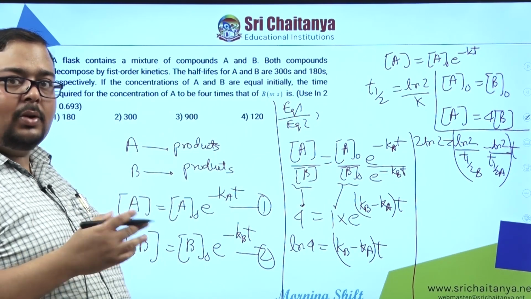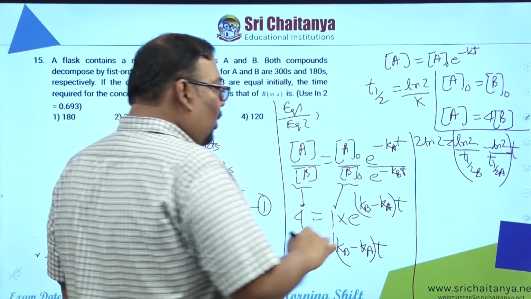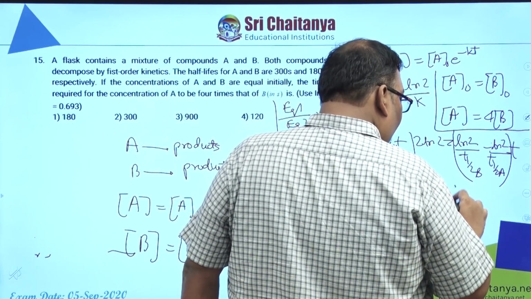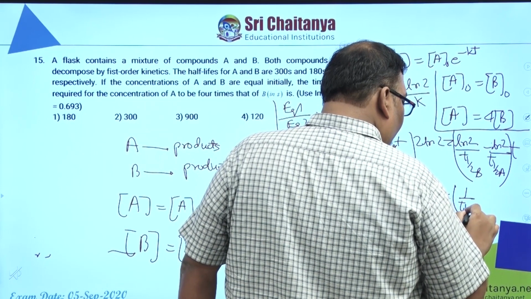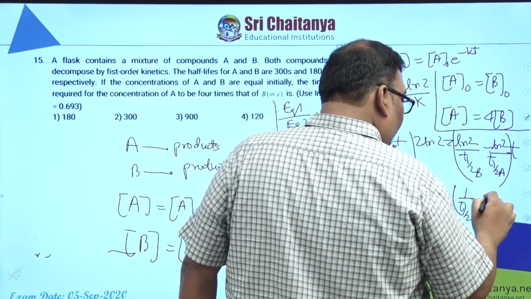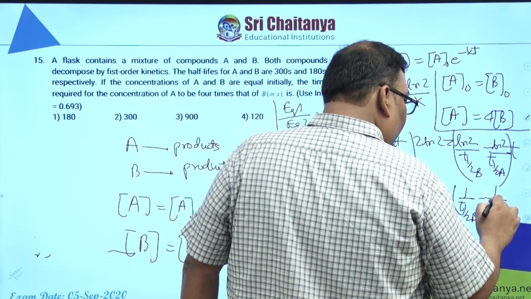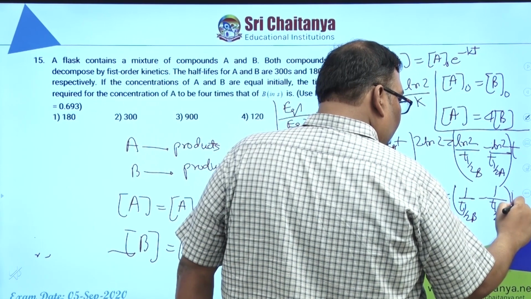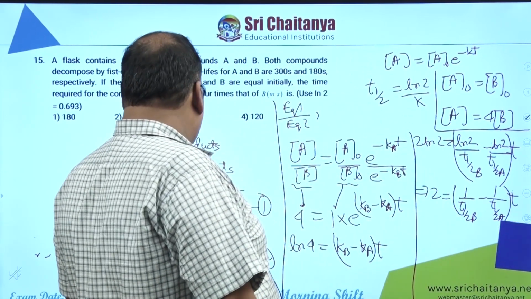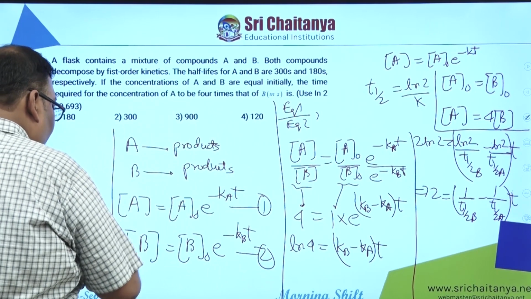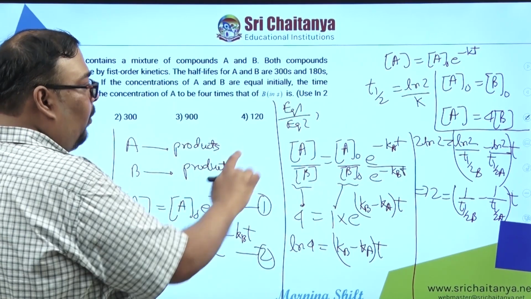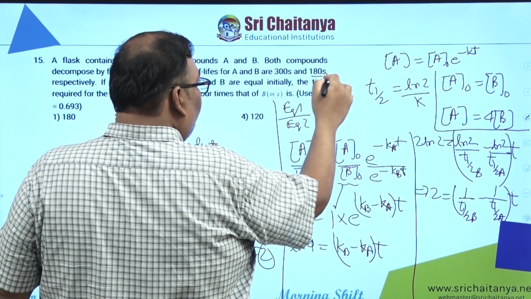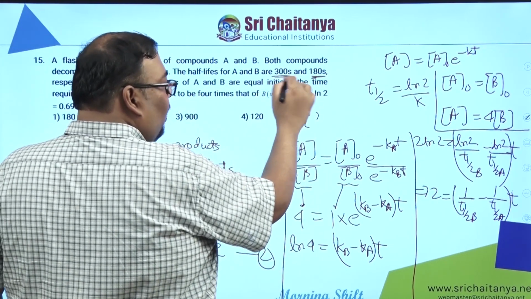Okay, now you see ln 2 is common, so it will get cancelled out. So I can write 2 is equal to 1 by T half of B minus 1 by T half of A into T. Now I am shifting this calculation to this side and putting in the values. T half of B is 180 seconds and T half of A is given to be 300 seconds.